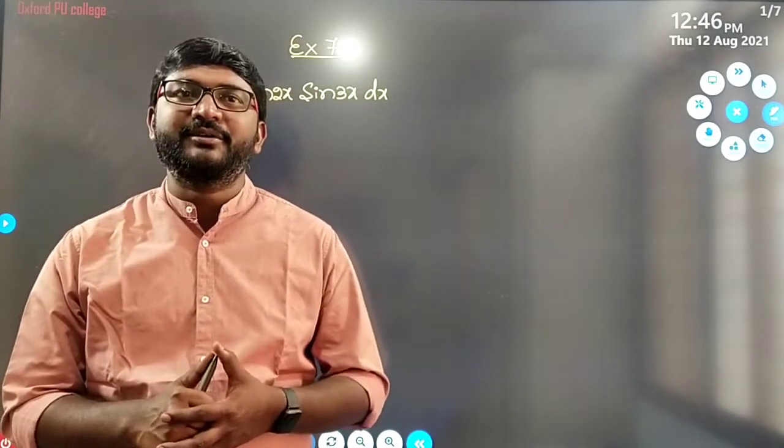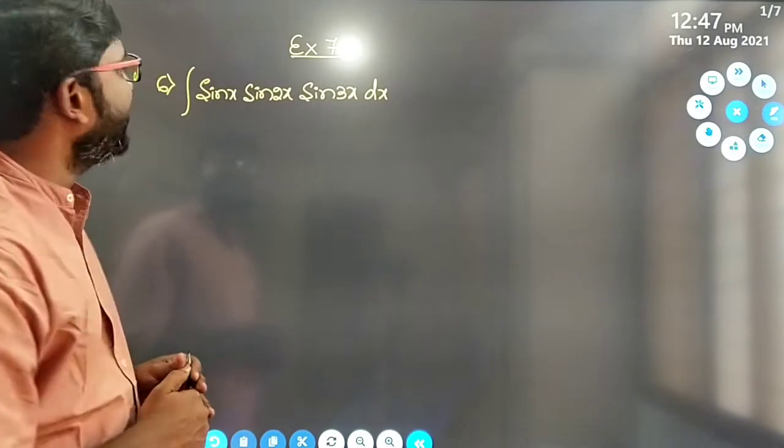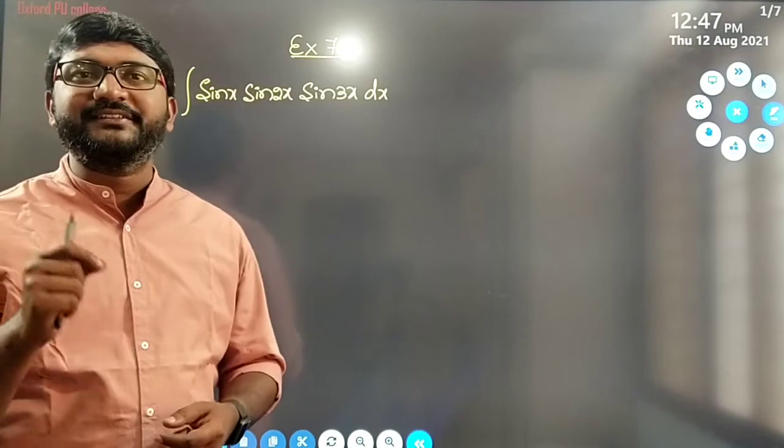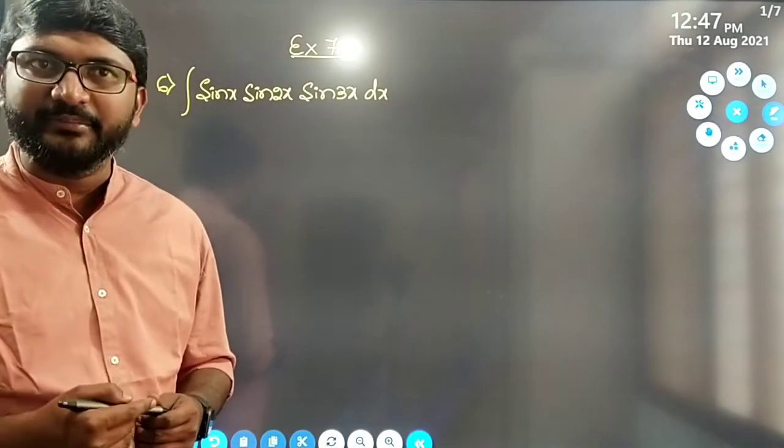So in the last class, we have solved up to question number 5 of the exercise 7.3. In today's class, let us continue with the next question. It is question number 6. Integral sin x, sin 2x, sin 3x dx. So here we will have to make use of the sin A into sin B formula.